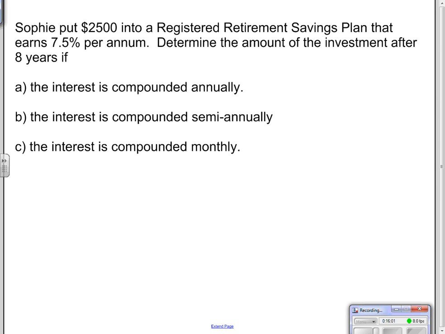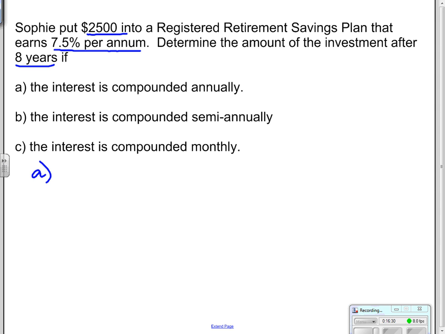Okay, last question is going to refer to those tables that we filled out on the front page, because this one is going to be a little bit more real life, a little bit more difficult. Sophie put $2,500 into an RRSP that earns 7.5% per annum. Determine the amount of the investment after 8 years if A, the interest is compounded annually. So this will be the nice one to start with.